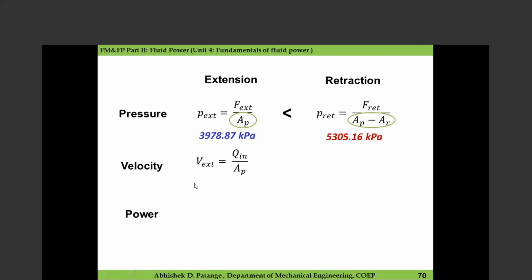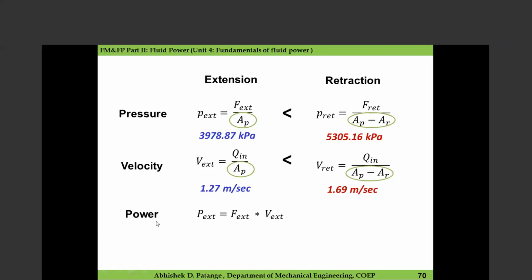Okay. Now let us go for velocity. As we know, velocity can be calculated by considering the areas from which the oil is being added in the cylinder. For extension, oil is added from the blank end, so we will consider the area of piston. For retraction, oil is being added from the rod end, so we will consider the area of rod end, which is nothing but AP minus AR. So this also makes the velocity of extension always less than the velocity of retraction. Velocity of extension is 1.27 meter per second, which is less than the velocity of retraction, which is 1.69 meter per second.